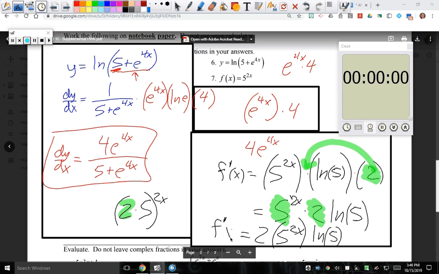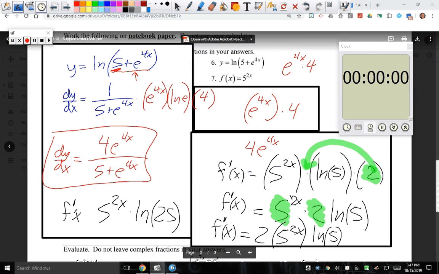But more than likely, that's not what I'm going to give you points for, simplifying it bonus point wise. Can someone tell me what I would give bonus points for? Natural log of 25. There you go. 5 to the 2x times the natural log of 5 squared. That's what I'm looking for, complete simplification. Okay, ready? Here we go.